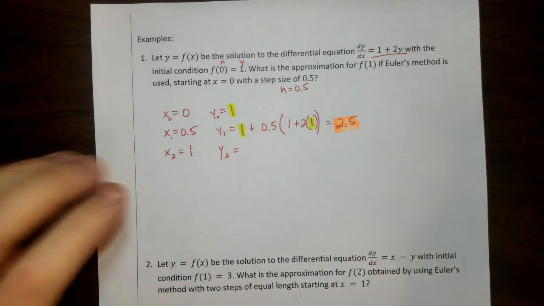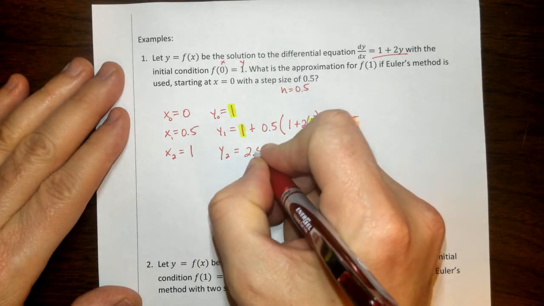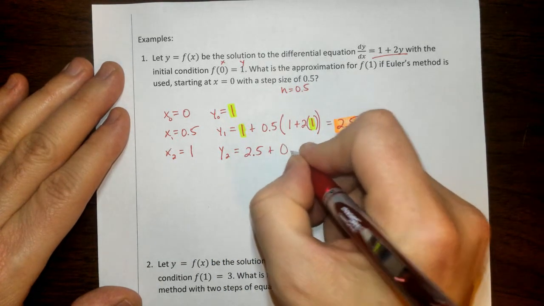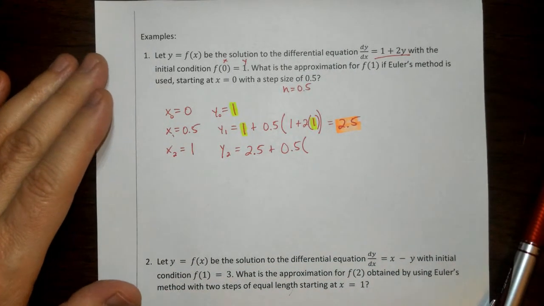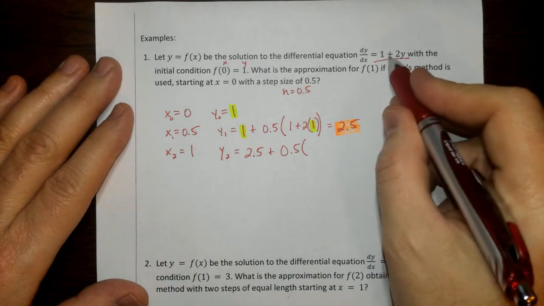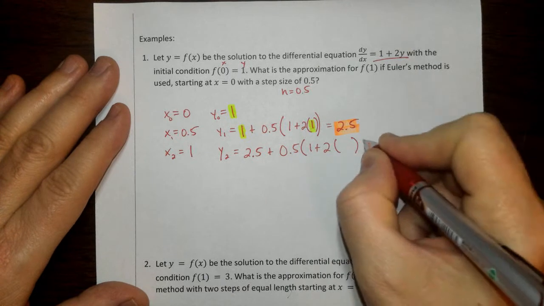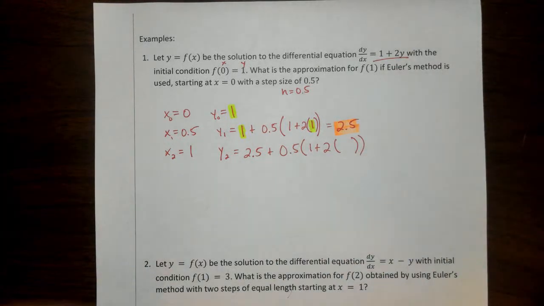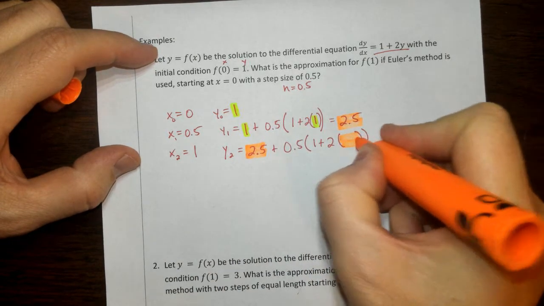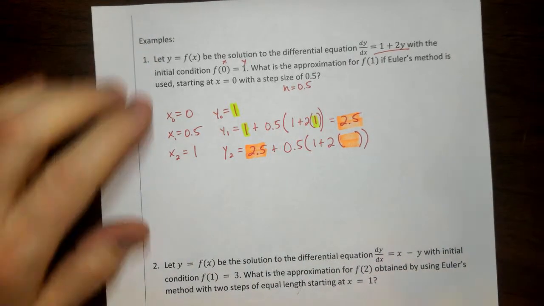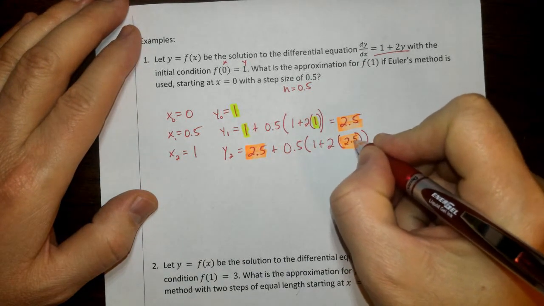Perfect. Okay, so this 2.5, the previous y value, is where we're going to start from, plus, again, 0.5, our horizontal distance, and then we have our differential equation, 1 plus 2y, 1 plus 2, and then the y value this time, again, is not the original y value, but the previous y value. So that previous y value goes here and here, just like the previous y value from this step went here and here, 2.5.